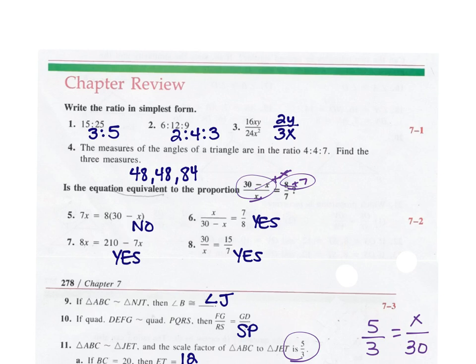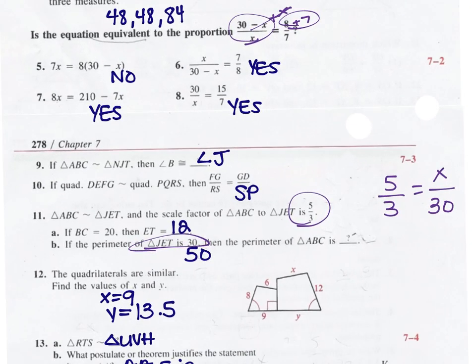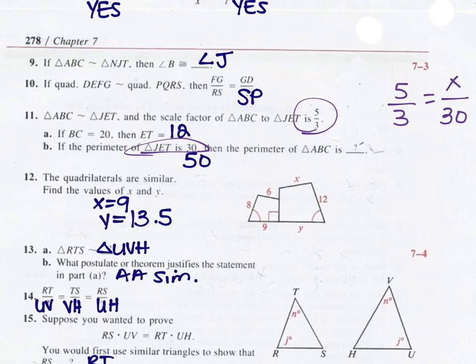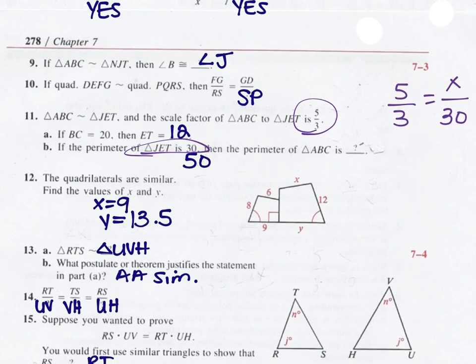So again, questions like that on your test, you're going to be given the left side of that proportion. You've got to fill in the right side. Number 9, the order of the letters is important. Remember, so where the B is, the J. Number 10, FG over RS would equal GD over SP.